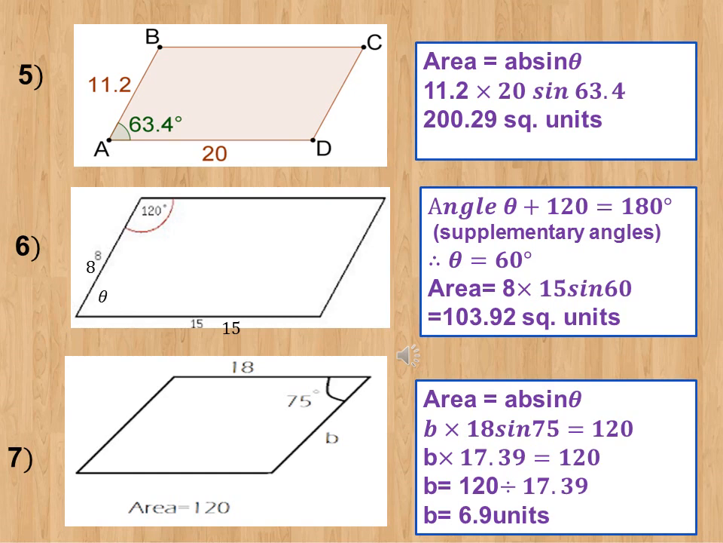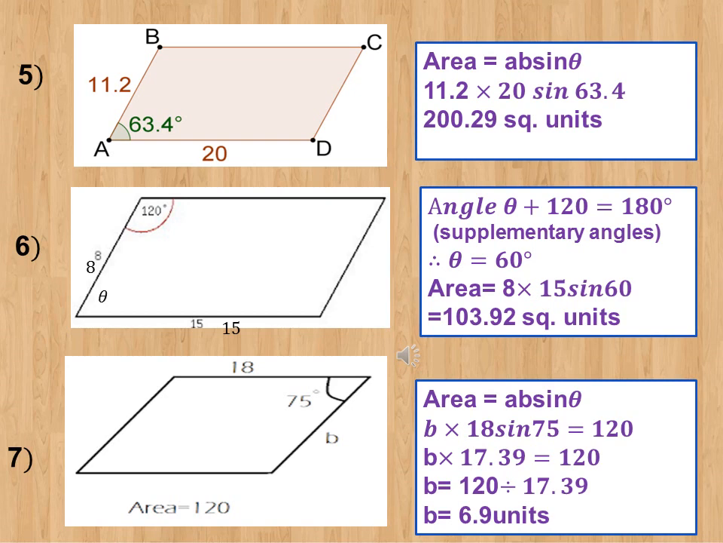Example 6, we have the other angle given. You have two sides, but we don't know theta, and we want angle theta. For us to know angle theta, we use the property of a parallelogram that consecutive angles are supplementary, or they add up to 180 degrees. If one of these angles is 120, as shown in the diagram in example 6, then the other angle theta must be 60 degrees, so that 60 plus 120 gives you 180. So the area of this parallelogram is 8 times 15 times sine 60, which is 103.92 square units.